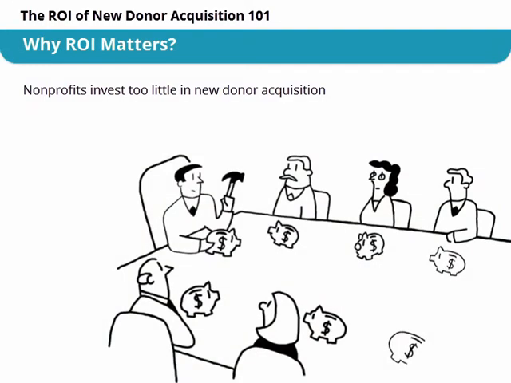Nonprofits routinely invest too little in new donor acquisition because donor development is often reported as an administrative or overhead expense. Nonprofits are pressured to limit the funds they allocate for acquiring new donors. And when overall funding becomes tight, it's often the first area targeted for cuts.